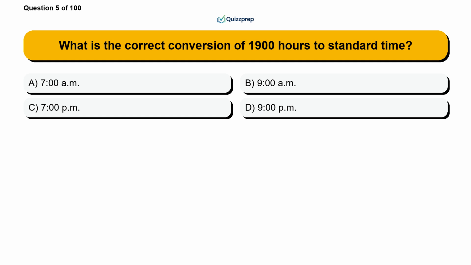Question 5. What is the correct conversion of 1900 hours to standard time? Option A. 7 a.m. Option B. 9 a.m. Option C. 7 p.m. Option D. 9 p.m. The correct answer is option C.